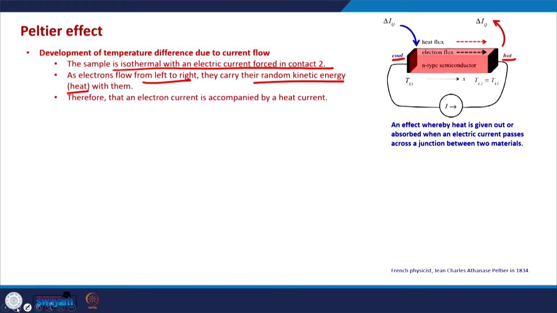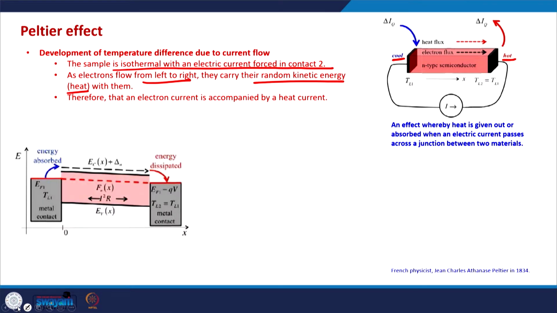So, let us also have a more intuitive picture of this generation of temperature difference because of the current flow. We are taking an n-type material, and the left contact Fermi level is EF1, the right contact Fermi level is now EF1 minus QV, because we are forcing a current from contact 2 to contact 1, and most of the time that is done by applying a battery with its positive terminal on the right contact.